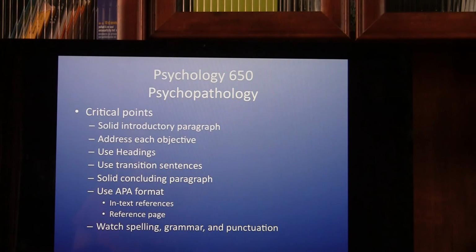And as with all papers, please make sure you use APA format for in-text and end-of-paper references. Again, watch spelling, grammar, and punctuation.